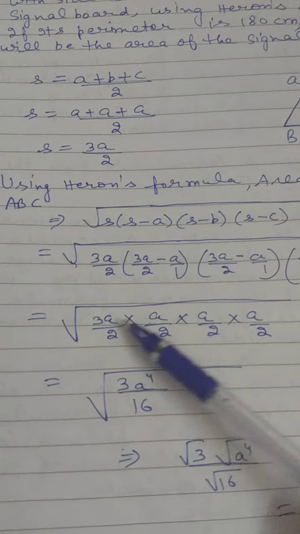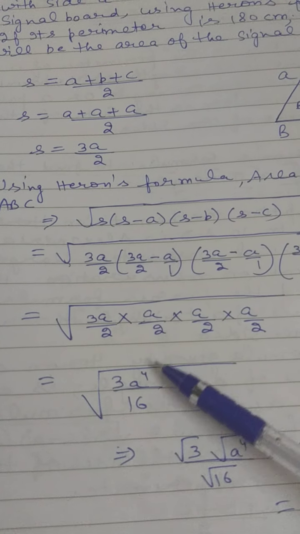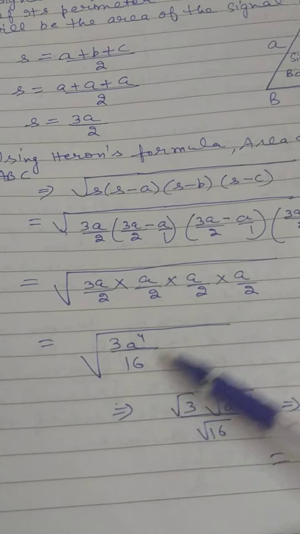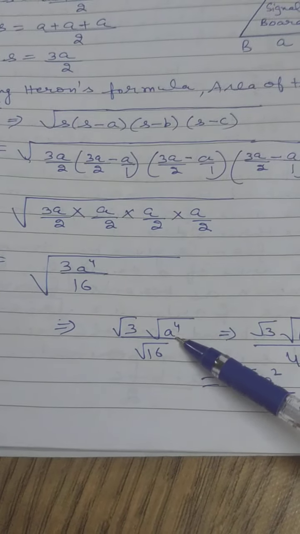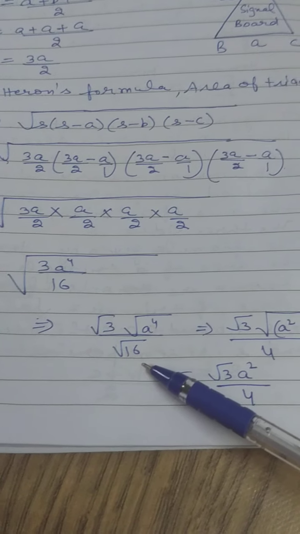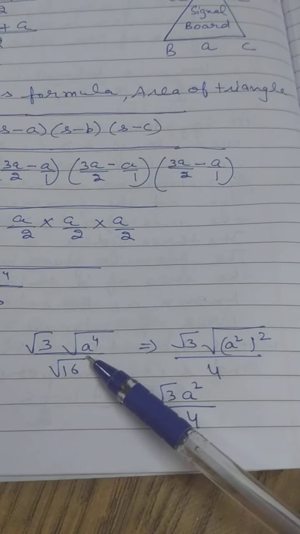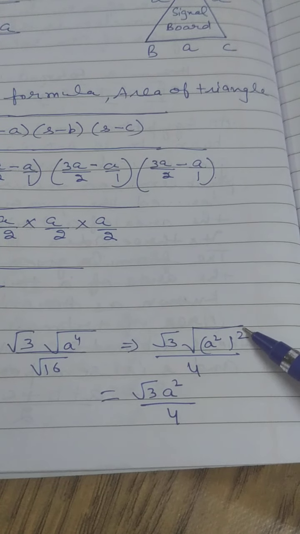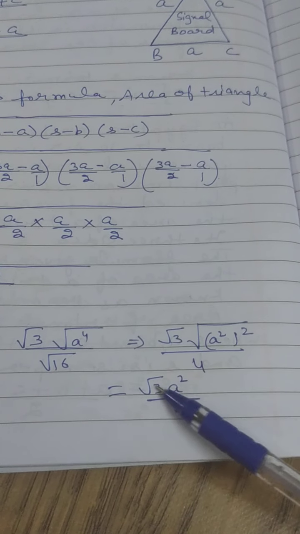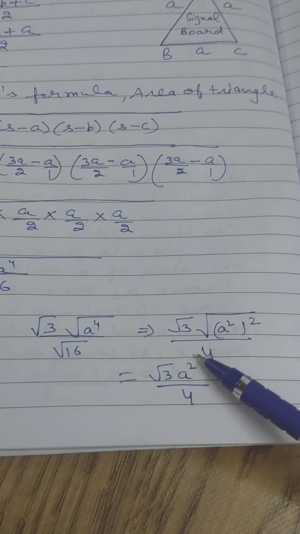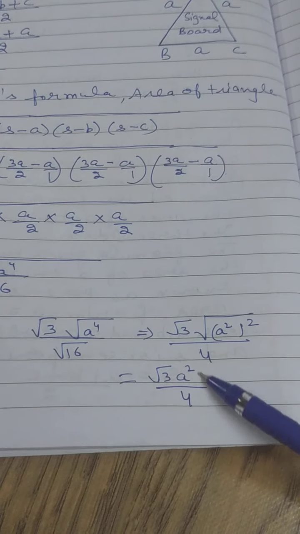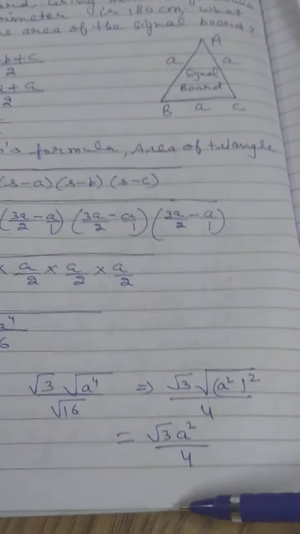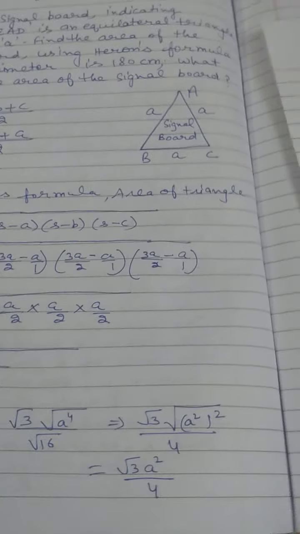3 as it is, a into a into a into a is a raised to power 4, over 2 to the 4, which is 16. So the square root of 3 times the square root of a raised to power 4 upon the square root of 16. We can write a raised to power 4 as (a square) the whole square, so the square root cancels with the square, giving square root of 3 a square upon 4. This is the area of a triangle of side a, meaning this is the area of an equilateral triangle of side a.